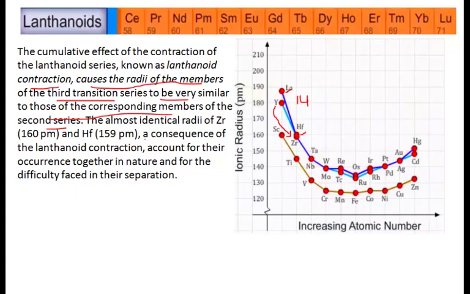Then another thing: as a result of lanthanoid contraction, because the variation in size is very small, they occur together. Their occurrence in nature is together. They cannot be easily separated, so there is difficulty in their separation. So these are the consequences of lanthanoid contraction.